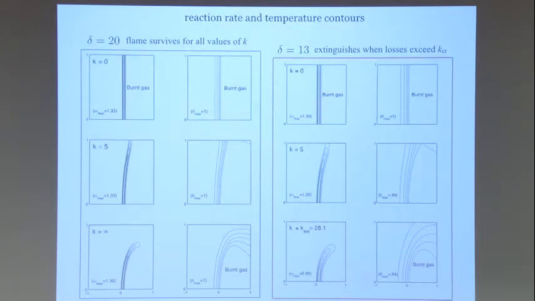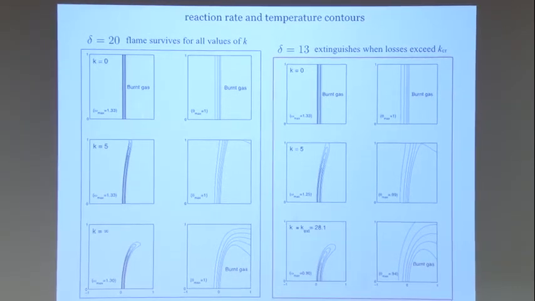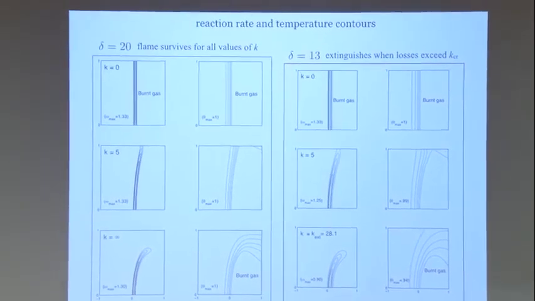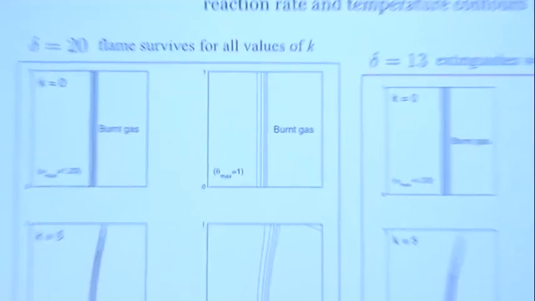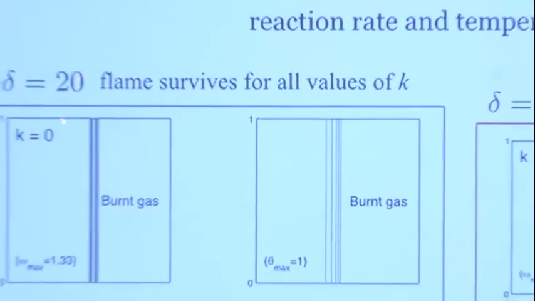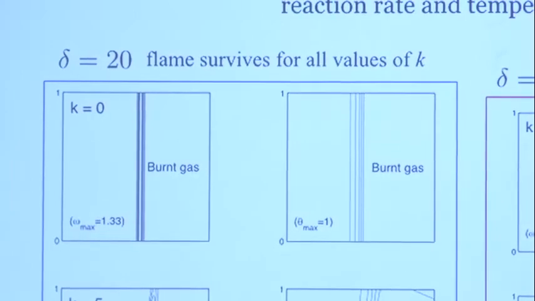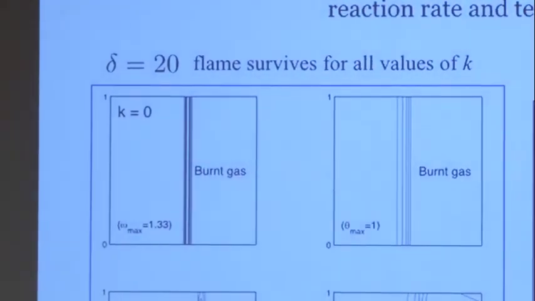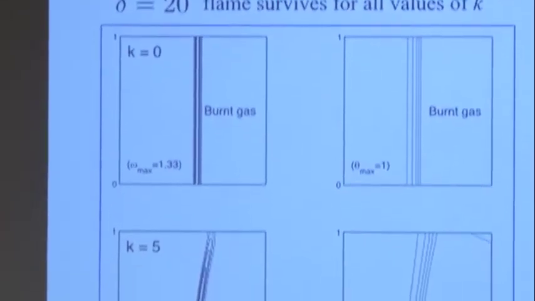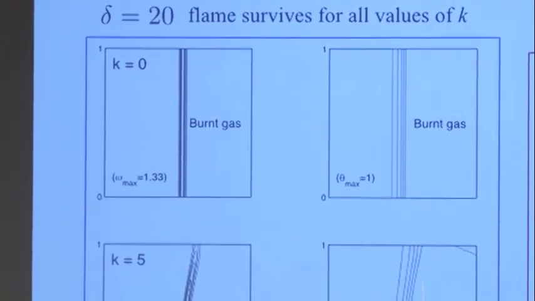Okay, so here are the results of the calculation. First of all, for a wide channel, delta 20, and then for a narrower channel, delta 13. So when you go to a wide channel and you start with k equal to 0, what is shown in the graph are temperature contours. In other words, contours of constant temperature, isotherms. On the right, those are isotherms.